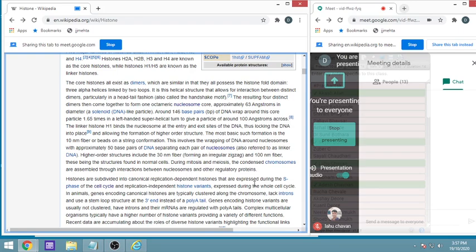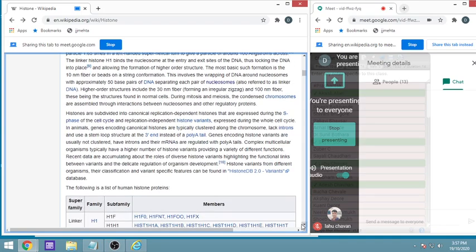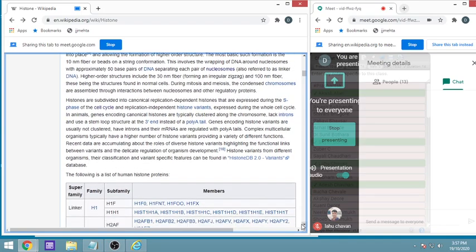The condensation of chromosomes is there. They are assembled through this interaction. They are divided in a variety of types, and they are expressed during the S phase, that is the synthesis phase of the cell cycle. The replication independent histone variants are also present. They are expressed during the whole cell cycle.